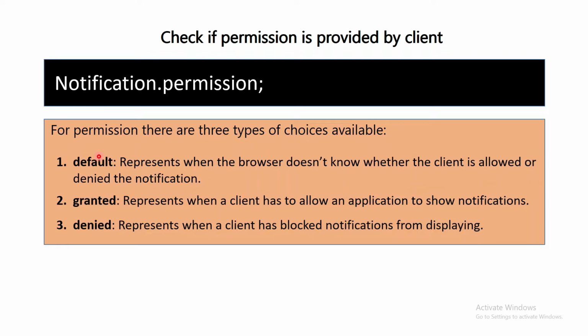The first choice is default, which means that the browser doesn't know whether the client has allowed or denied notifications from your website. The second is when the client grants access to show notifications coming from your website. And the third one is when the client blocks all the notifications from displaying.